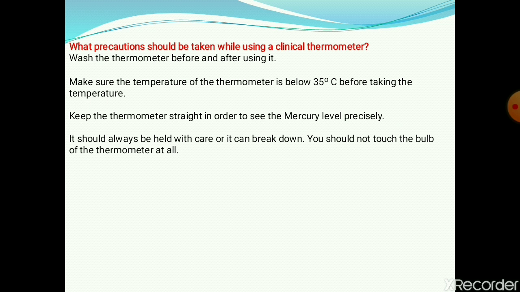What precautions should be taken while using a clinical thermometer? Wash the clinical thermometer before and after using it. Make sure that the temperature of the thermometer is below 35 degrees Celsius before taking the temperature. Keep the thermometer straight in order to see the mercury level precisely. It should always be held with care or it can break. You should not touch the bulb of the thermometer at all.